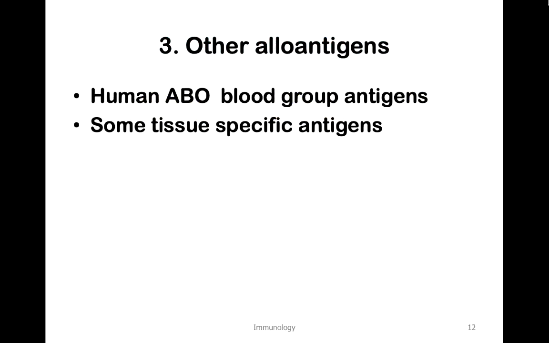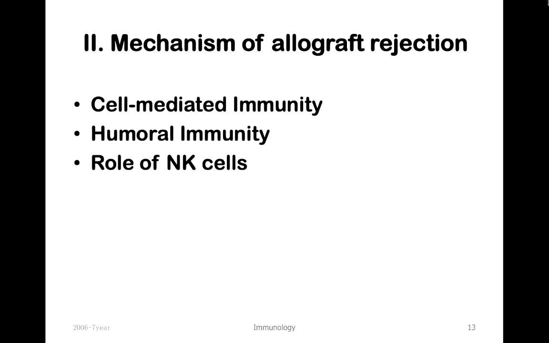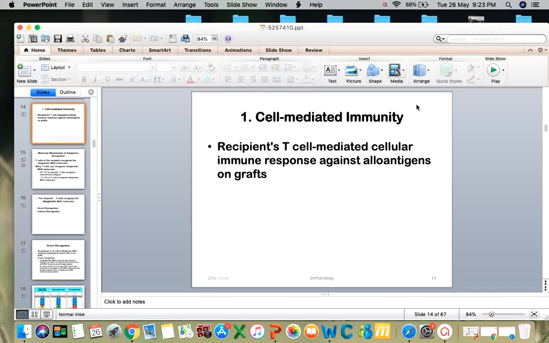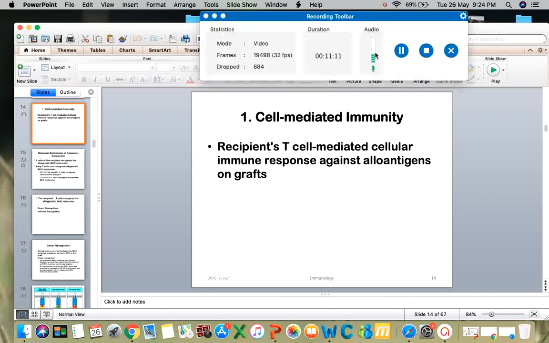Okay. So human ABO blood group antigens are the other type of alloantigens against which response can develop, and therefore rejection can occur. And there are certain tissue specific antigens that can also cause this kind of rejections. Okay, so talking about mechanisms of allograft rejection, there are many mechanisms. Cell-mediated immunity is responsible, humoral immunity is responsible, and NK cells are also responsible for these kind of things. Okay, so I think I'll stop here and then we'll continue with it in the next lecture.